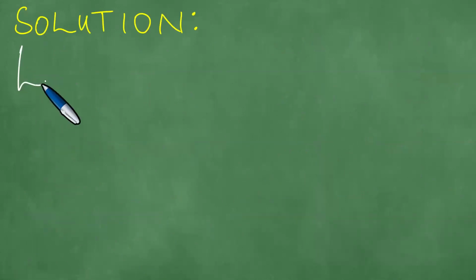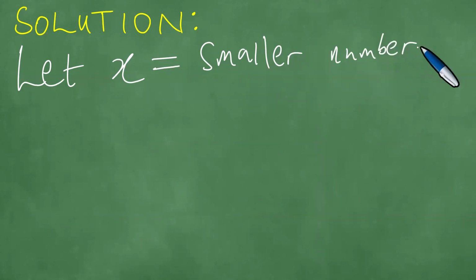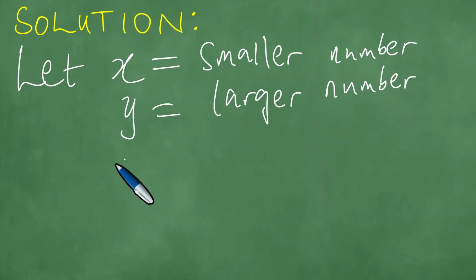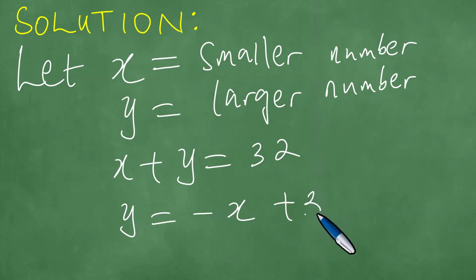So we let x be equal to the smaller number, and simultaneously y becomes the larger number. Okay, like so. And then what do we do? We determine the sum. The sum is 32, and this means that y is minus x plus 32. And let us call this the first equation.